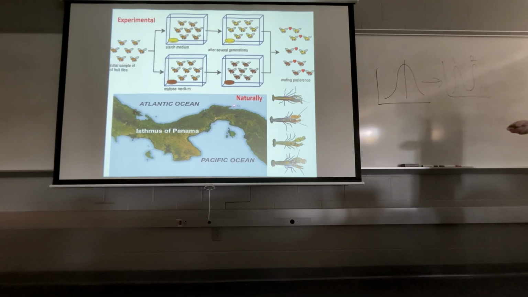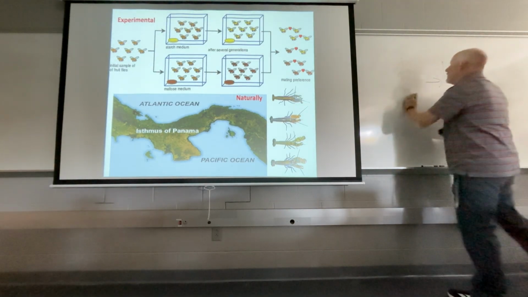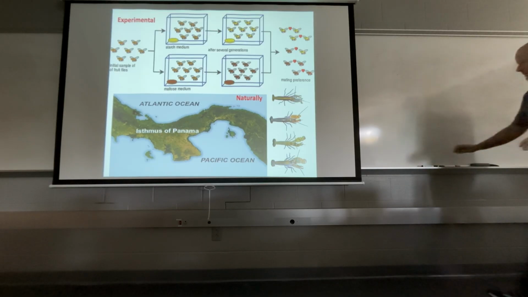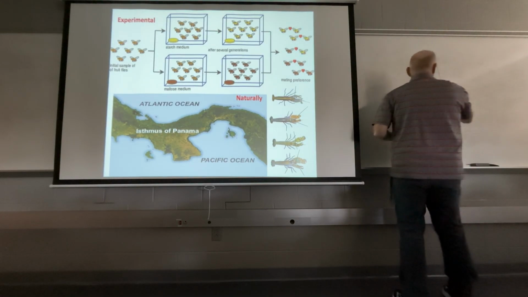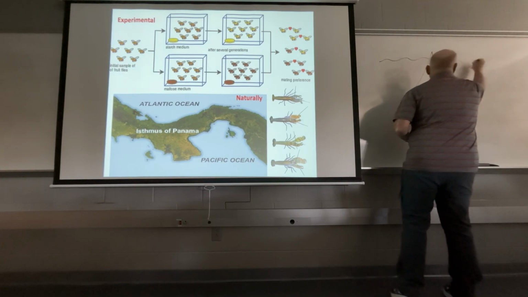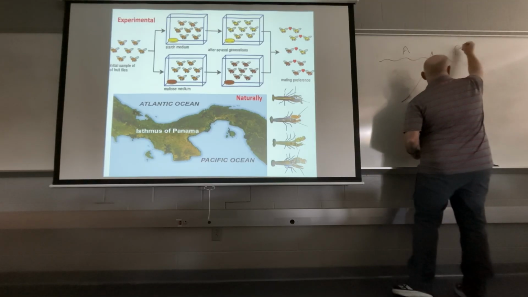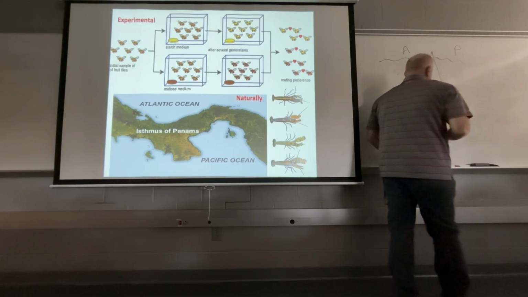Obviously, they can't cross and interbreed because of the land mass now, which has been there for about 8 to 10 million years. What's really cool is when you look at their genetics. So when you look at their genetics, what's really interesting is that they pair up. And so if I draw like the barrier here, right? And I call this the Atlantic side and I call this the Pacific side. And this is my isthmus, right, of Panama.